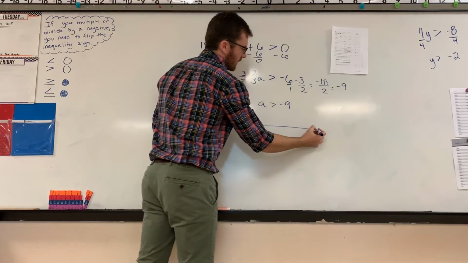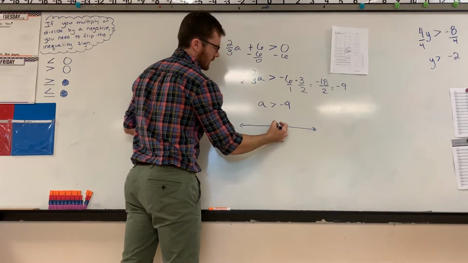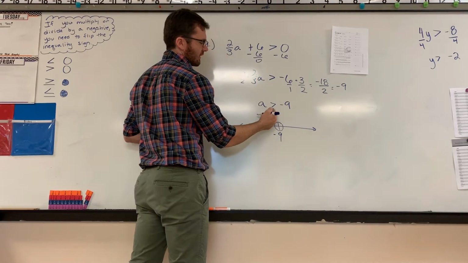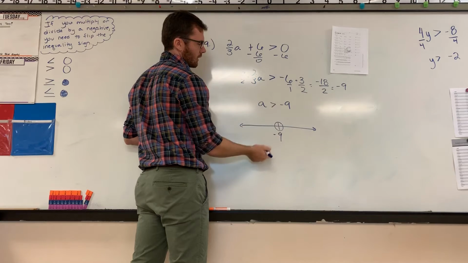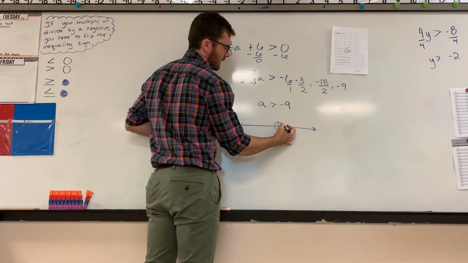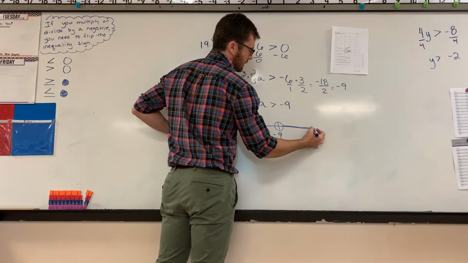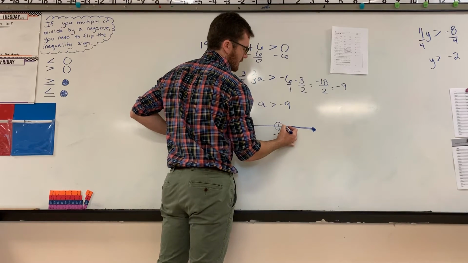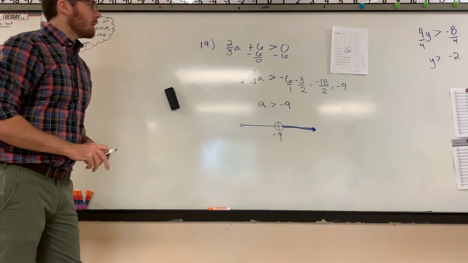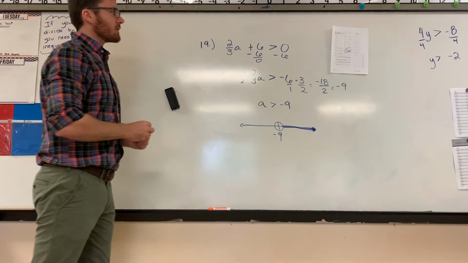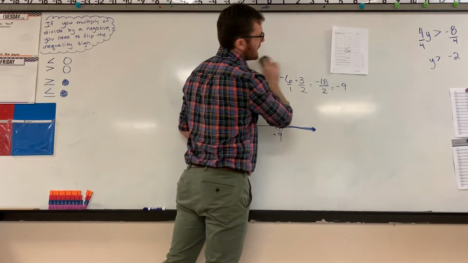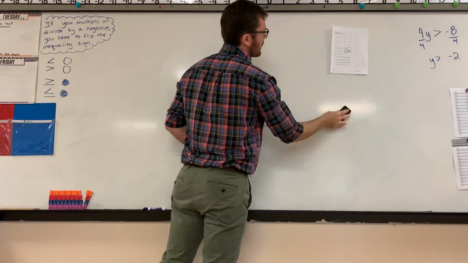Now to graph that on an unmarked number line, I would put -9. I know it's an open circle because it doesn't have the equal to sign. The solution will not work. A is greater than -9, so all the numbers greater than -9 are going to be on the right side, on the positive side. Okay. So that was number 19. That was a two-step inequality. I'm going to go back to 18 because it has something you need to remember.